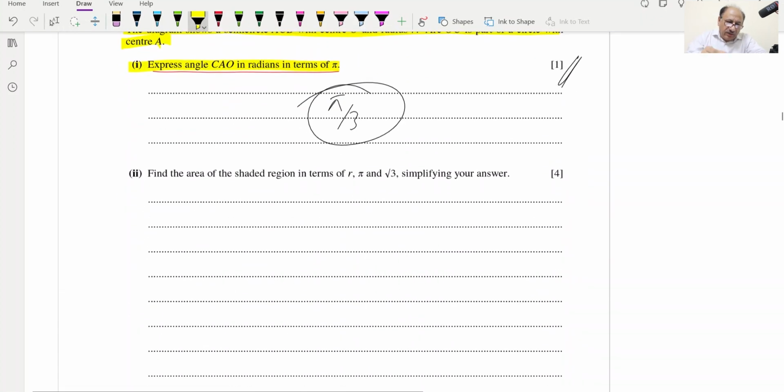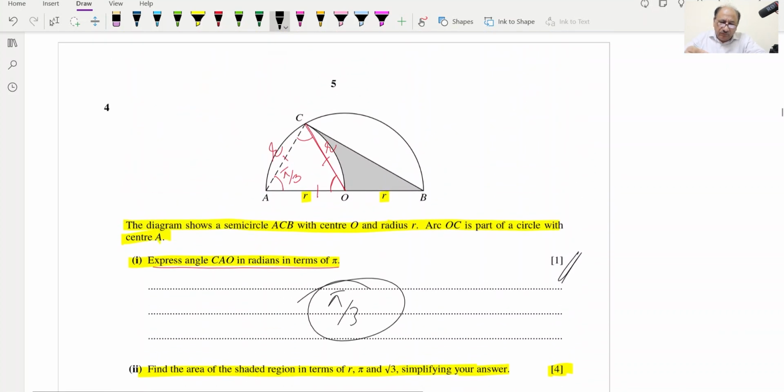Then they are saying find the area of the shaded region in terms of R, pi and root 3, simplifying your answer. So this is a 4 mark question. So what we will do, we will find the area of triangle ACB.